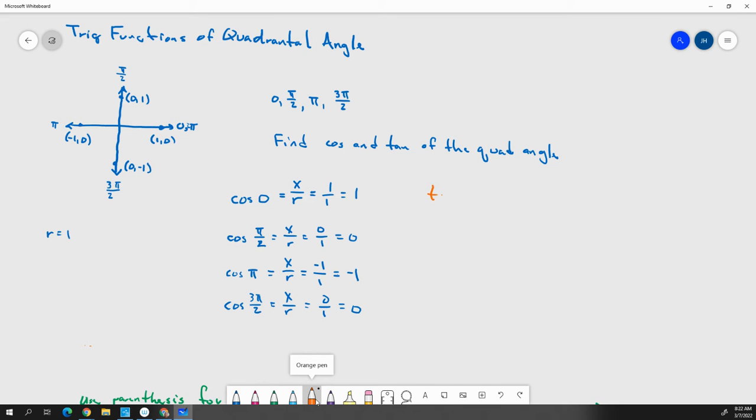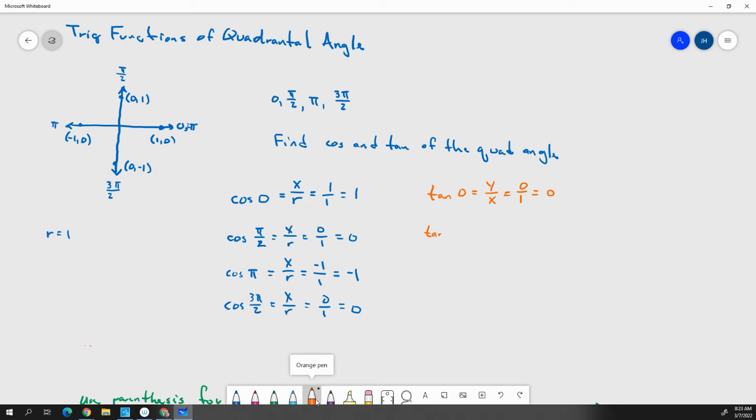If I have tangent of 0, well, tangent is sine over cosine, which is y over x. And if you don't remember that, that's okay. Just go look at the chart, right? In this case, if I look at tangent of 0, here at 0, my point is 1, 0. So my y value is 0 and my x value is 1. So I wind up with 0 over 1, which is just 0.